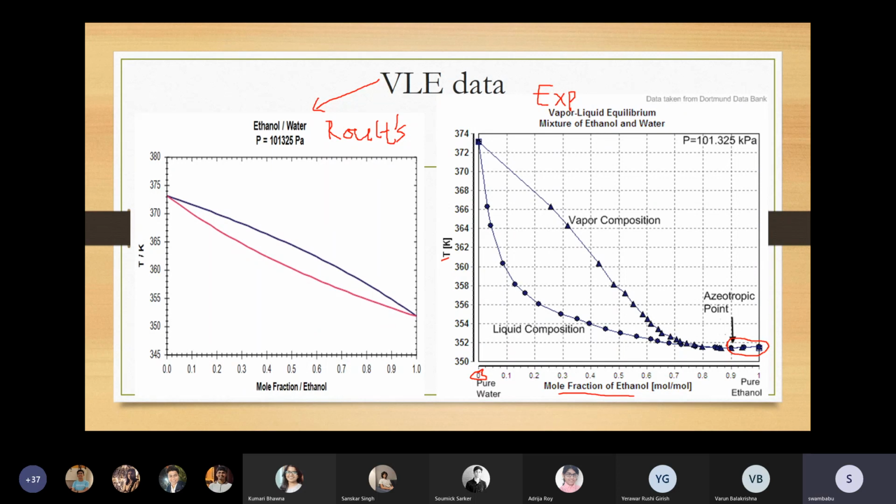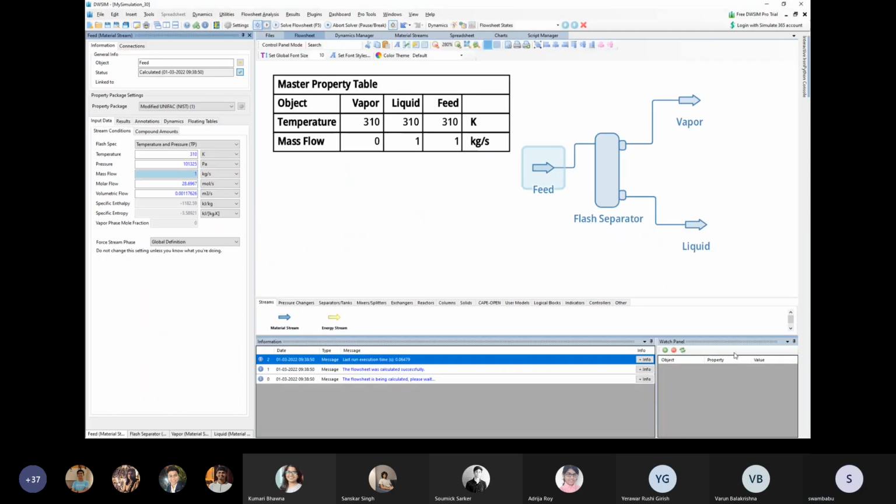If the temperature is higher than 351, then only vapor formation will take place. Then only will we get a certain amount of vapor from the flash separator. So at 310 Kelvin, it is 0 and 1. Let's say I make it 352. Still, I don't see any amount of vapor, because it is just at the bubble point temperature.